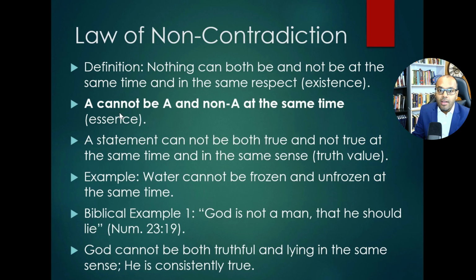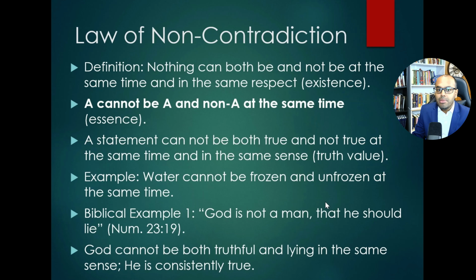So, in other words, A cannot be A and non-A at the same time. If we want to see it as a truth value, a statement cannot be both true and not true at the same time and in the same sense. So when someone is speaking about something, that statement cannot be true and not true. Let's look at an example that will clarify this. Water cannot be frozen and unfrozen at the same time.